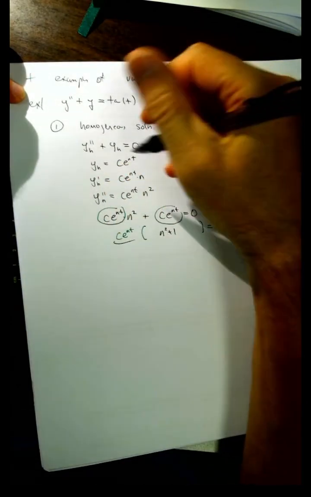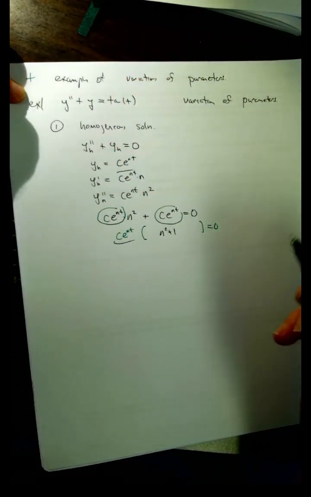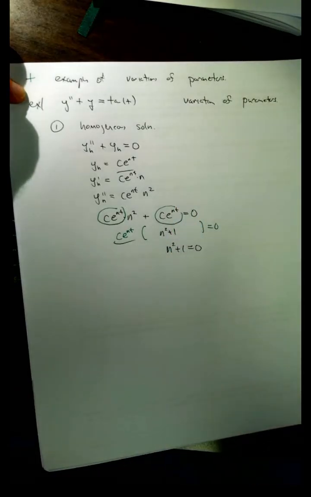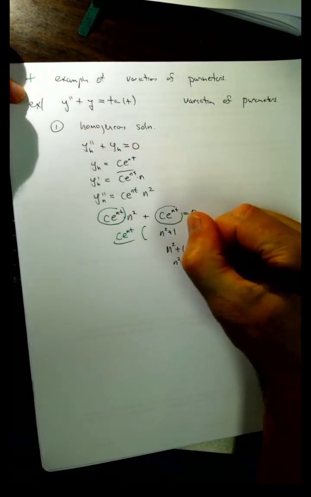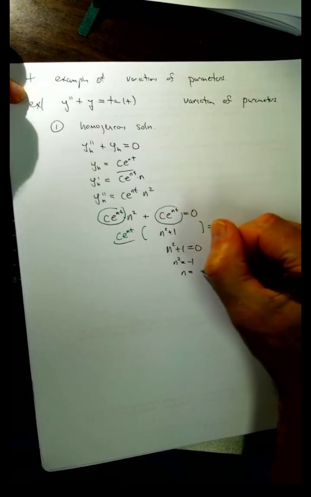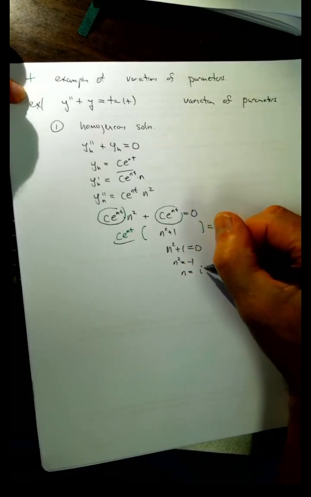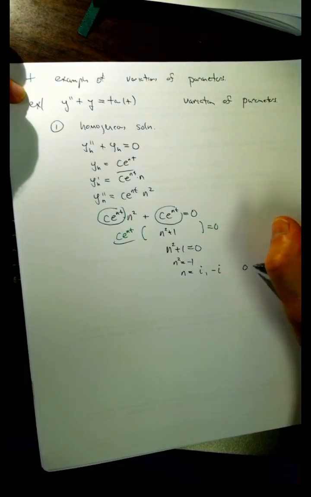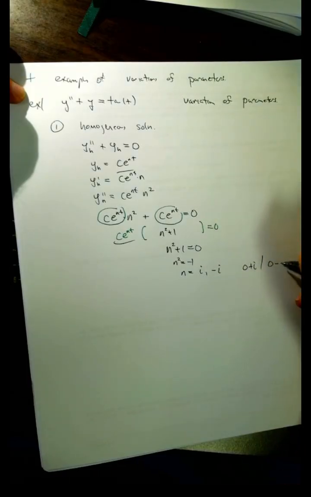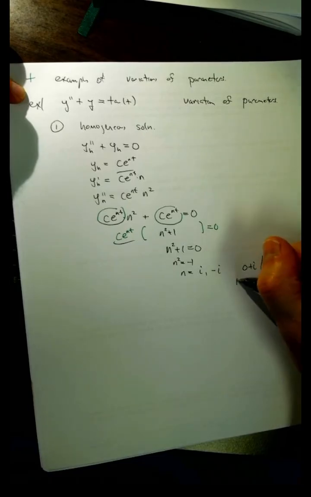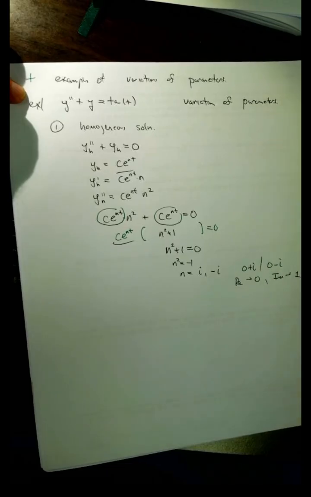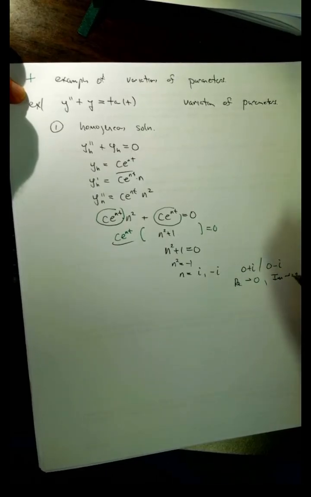I don't want that to be 0 because that means my homogeneous solution is 0, and that's not helpful. So that means n squared plus 1 is 0. N squared is minus 1. So n is going to be plus or minus the square root of minus 1. So it's either i or minus i. I can think of this as 0 plus i or 0 minus i. So the real part is 0. The imaginary part is 1. I should say plus or minus 1.